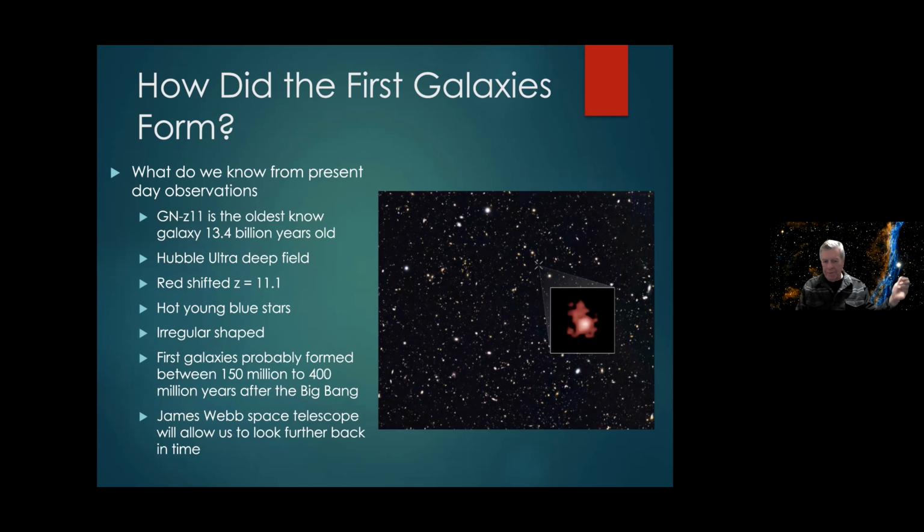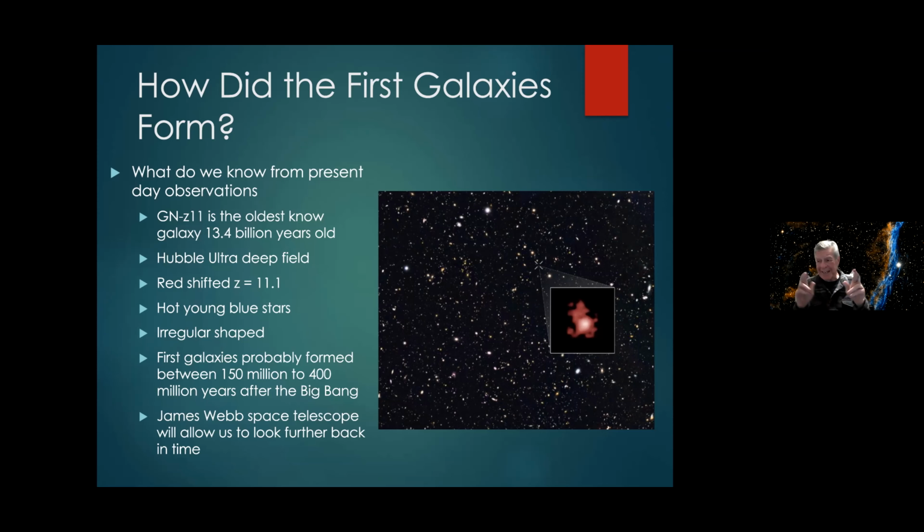So we have kind of put a framework around this. We have other models that suggest that potentially the first stars were formed about 150 million years after the Big Bang. So we've got a window, probably between 150 million and 400 million years after the Big Bang, when those first galaxies started to appear.